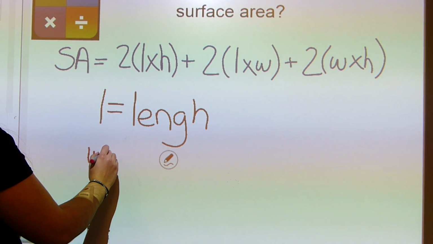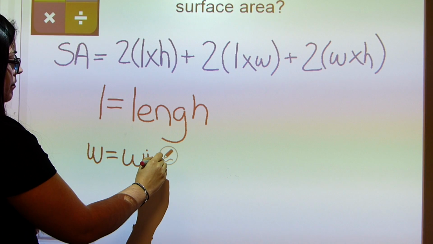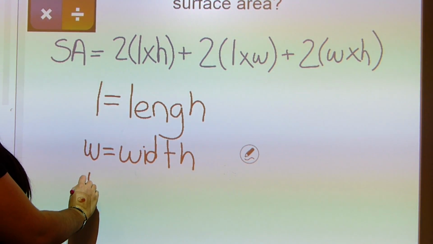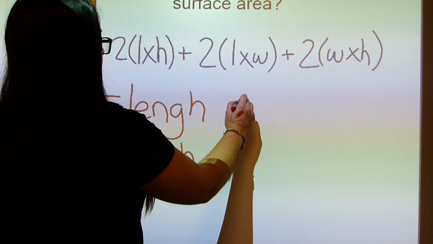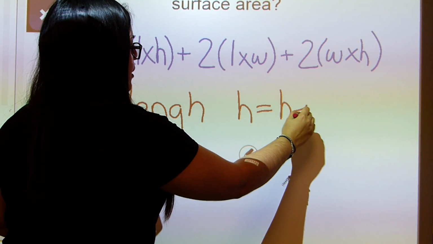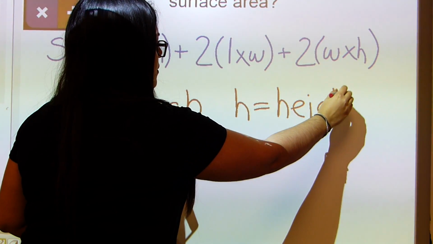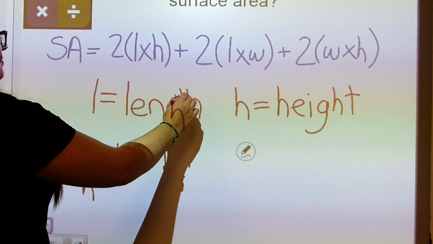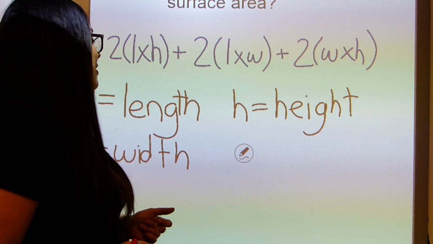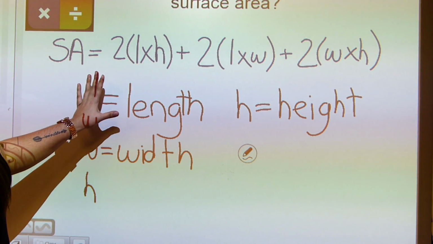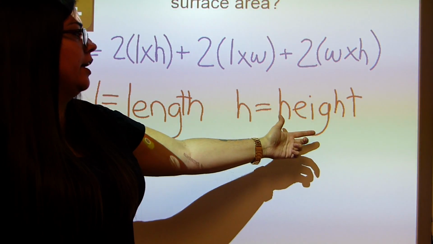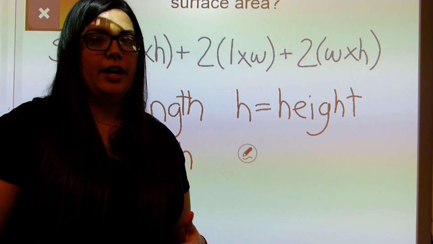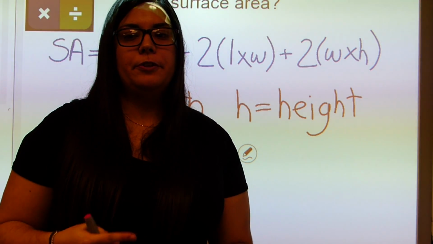W stands for width. And H stands for height. Okay? Alright, so after I spell that wrong and fix it, so length is always L, H is height, and width is W, okay? So in your questions, you'll have a rectangular prism with different dimensions.